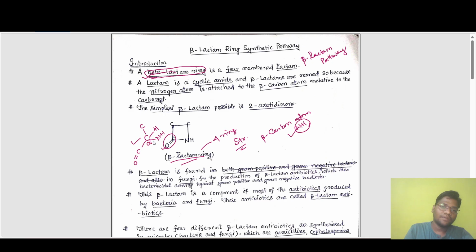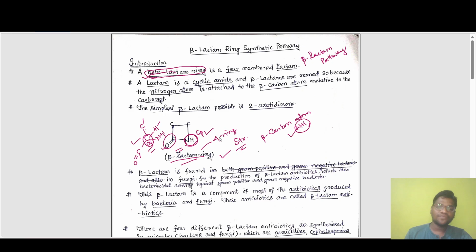This is called the alpha carbon atom. In this alpha carbon atom, or chiral carbon atom, four different groups are attached at four different positions. That's why it is called the alpha carbon atom. Adjacent to the alpha carbon atom, there is another functional group attached, NH. That's why this will be the beta carbon atom. So this NH group attached at the beta carbon atom of this four-membered ring structure is why it is called the beta-lactam ring, which is the common structure found in beta-lactam antibiotics.